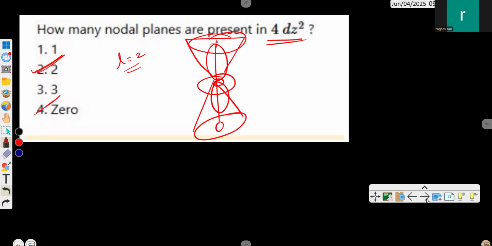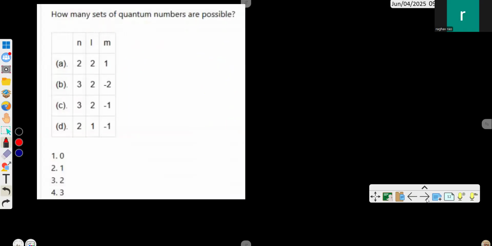So next, how many sets of quantum numbers are possible? Of the sets given, 2D is not possible. 3D, yes, this is possible. 3D, yes, it is possible. 2P, yes, it is possible. So 3 values are possible.